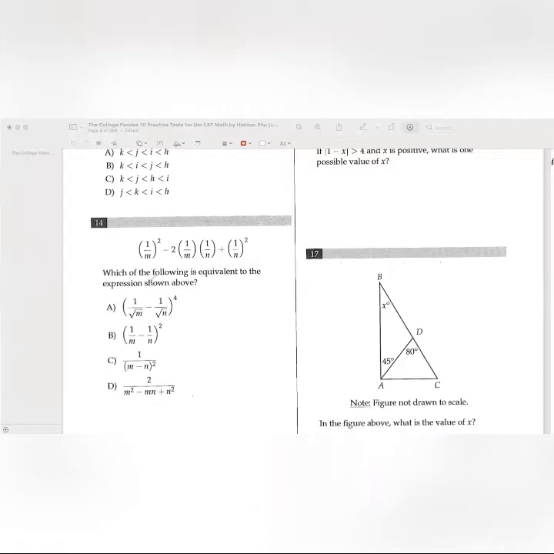Okay. So which expression is equivalent to the following? 1 over m squared minus 2. Why do they keep giving us these random ones? Why are there so many of these? Yeah. Okay. Which of the following is equivalent?